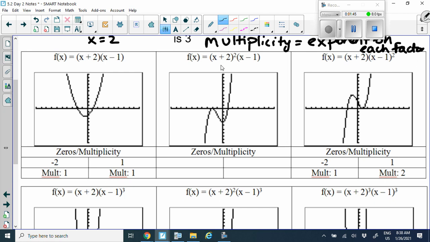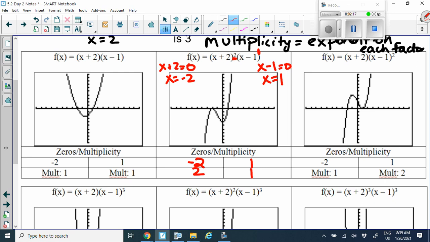Let's try the next problem. Let's find the zeros. So remember, to find the zeros, we take our factor and set it equal to 0. So I get x equals negative 2. So that's one of them. And then I get x minus 1 equals 0. So I get x equals 1. Okay. But now let's look at the multiplicity. So for negative 2, notice what our exponent is. It is 2. So the multiplicity is 2. Okay, what about for the x minus 1? Well, the exponent is 1, so that means our multiplicity is 1.